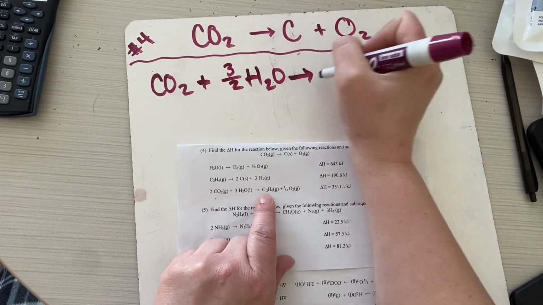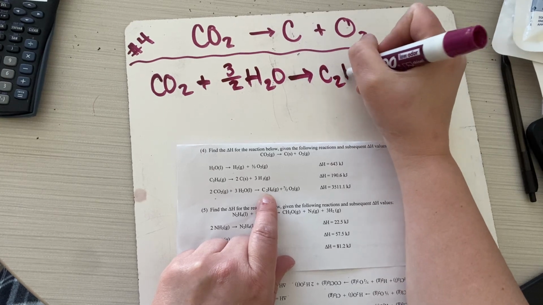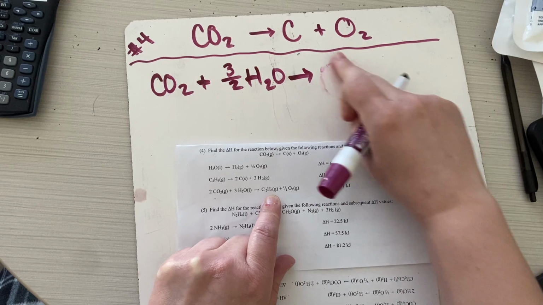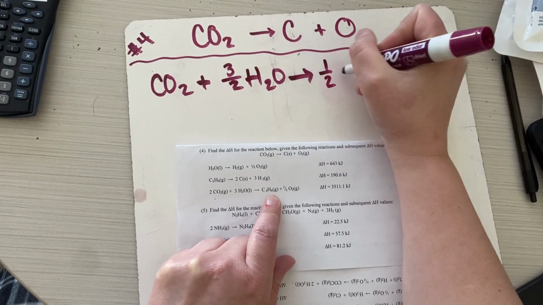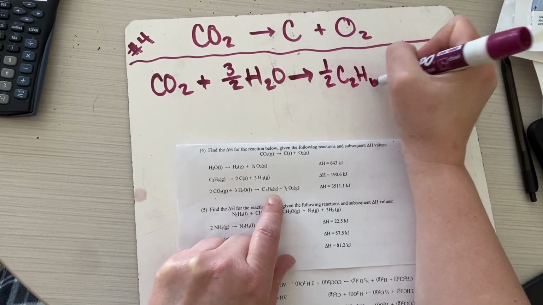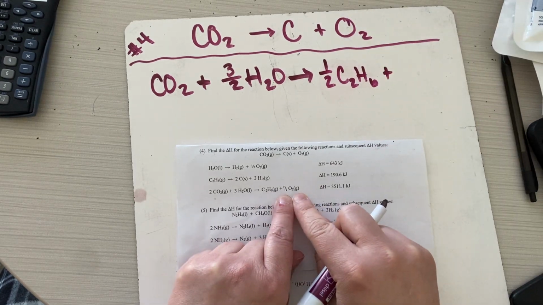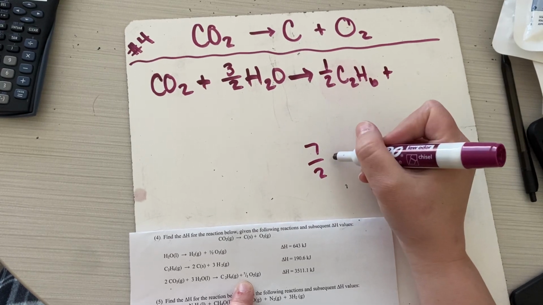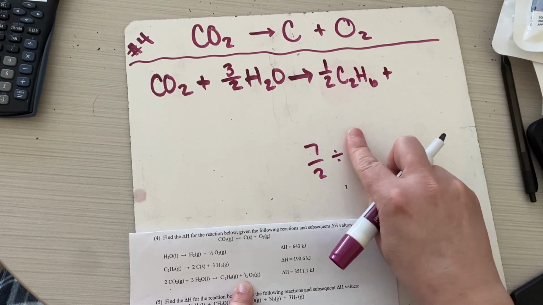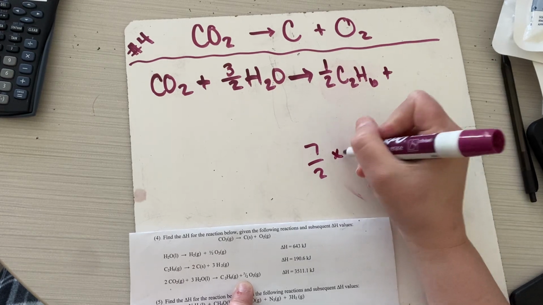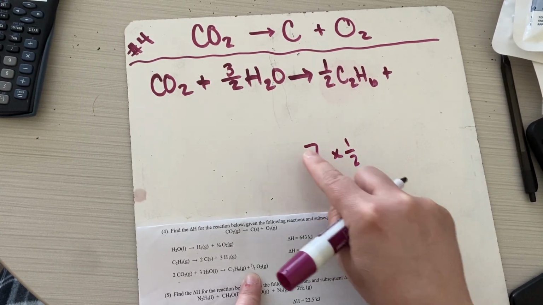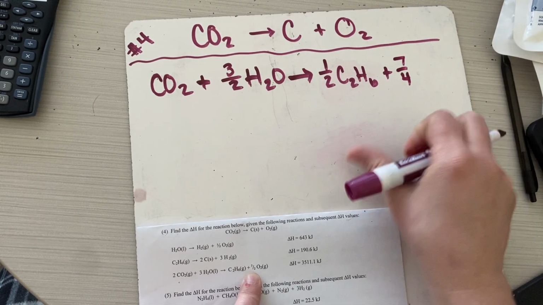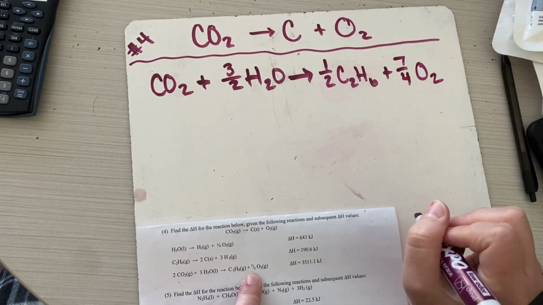And then I've got my arrow, C2H, oh, nope, this is going to be half C2H6. And then half of 7/2. If I have 7/2 and I need half of that, so that's dividing by 2, which would be the same as multiplying by the reciprocal, which would be the same as multiplying by half. I'm going to end up with 7/4 of O2. Okay.